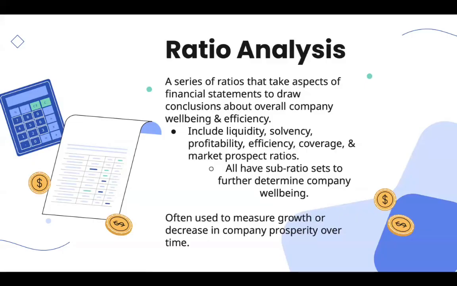Lastly, market prospect ratios are used by investors to evaluate a company's future growth potential and stock value. These ratios, such as the price to earnings ratio and dividend yield, help determine whether a stock is overvalued or a good investment opportunity. All these ratios play a vital role in measuring a company's growth or decline over time. By consistently analyzing these financial indicators, businesses can make informed decisions on budgeting, investing, and expansion, while investors use them to evaluate the risks and rewards of investing in a particular company. This makes ratio analysis one of the most important tools in financial decision making.